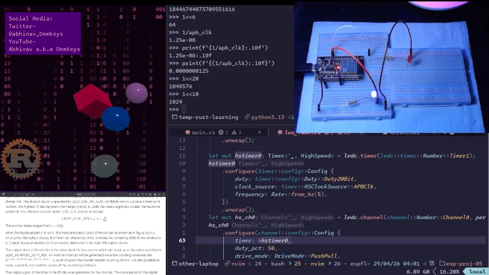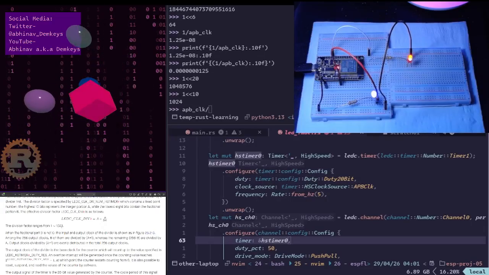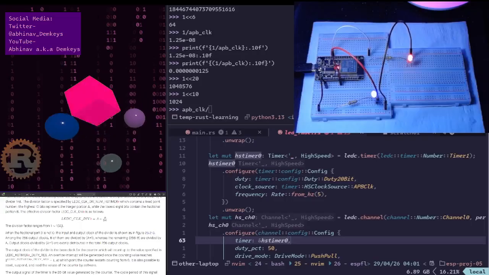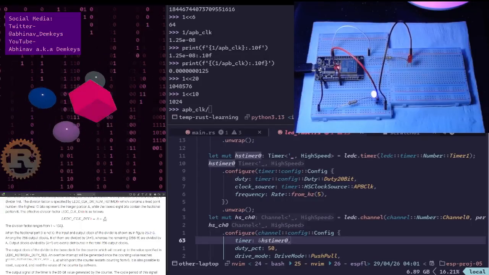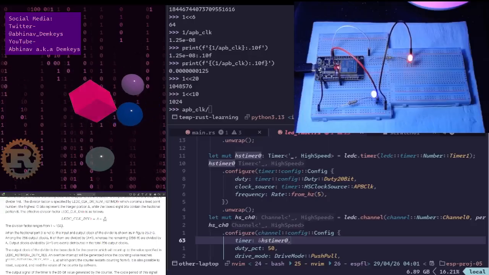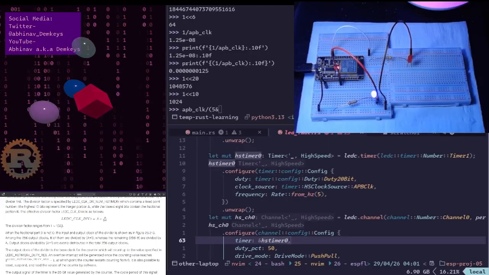Let's say APB clock divided by, and I haven't done this since yesterday. I haven't done this at all. Just now I tried plugging in a new thing and testing out the value. So let's see how well this works out.